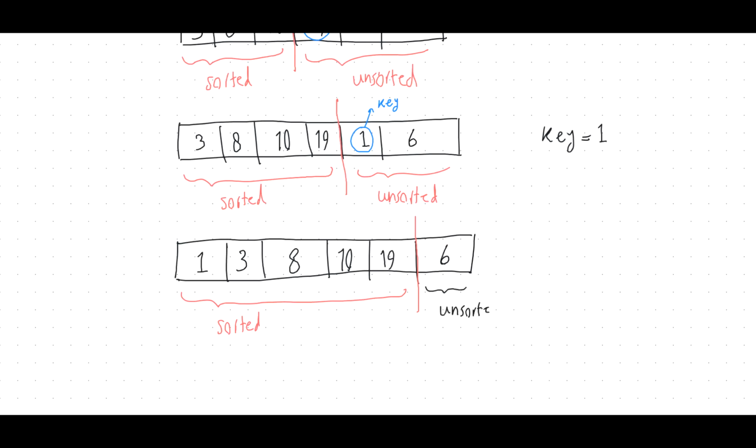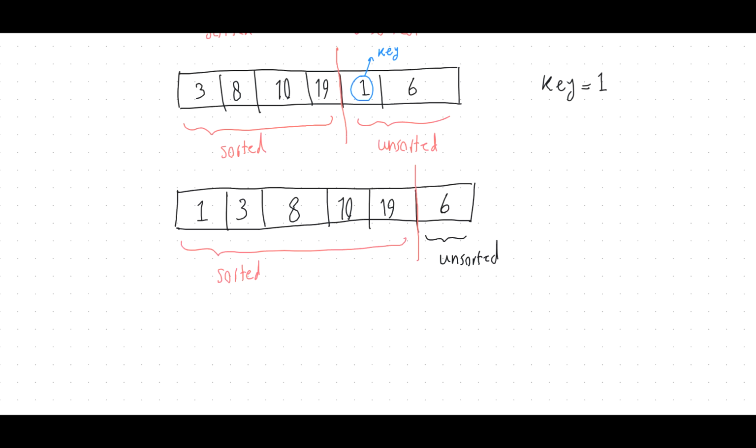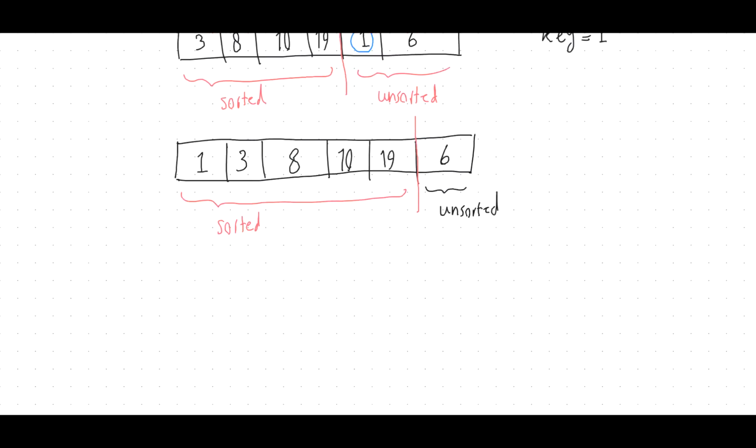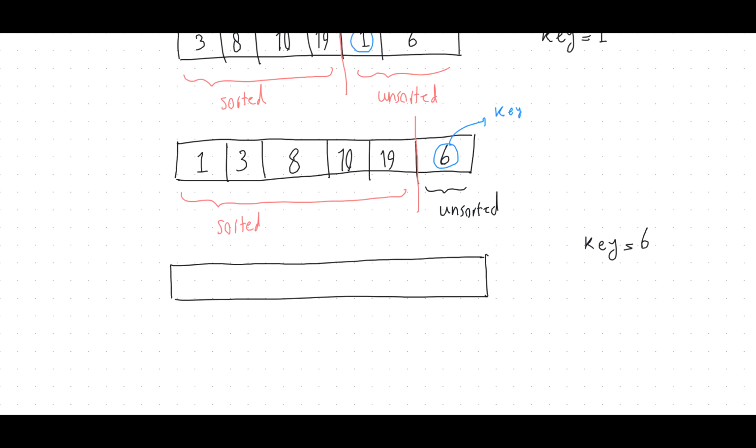Now in the final iteration, the first and only element in the unsorted part is the key. Remember, the first element in the unsorted part is our key. And then we need to make room for the key in the sorted part. So first I remember the value of the key as a separate variable. So my key is 6. Then I keep pushing elements to the right to make room for 6, right?